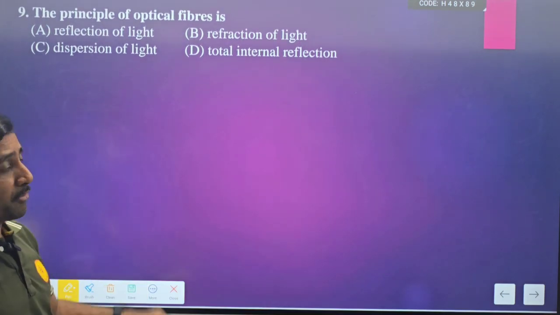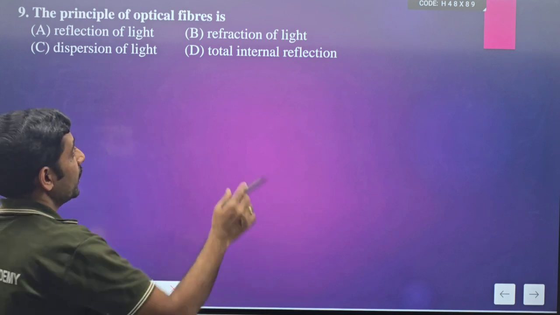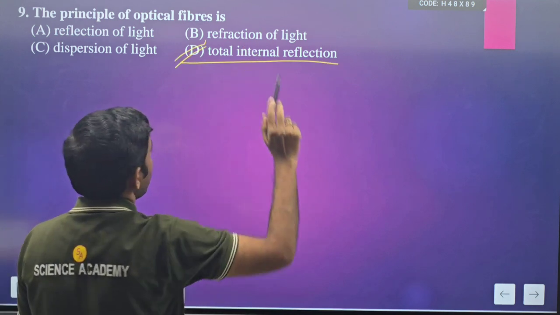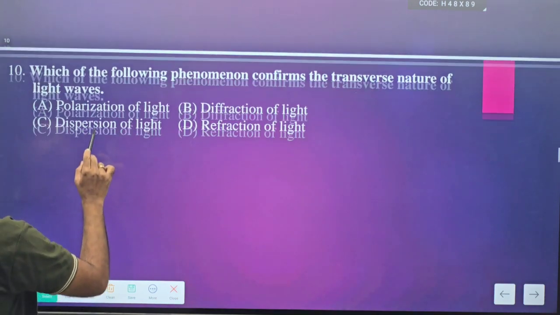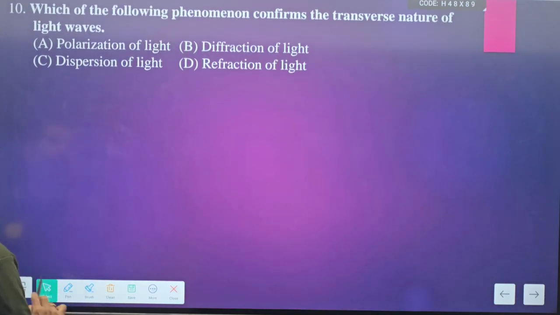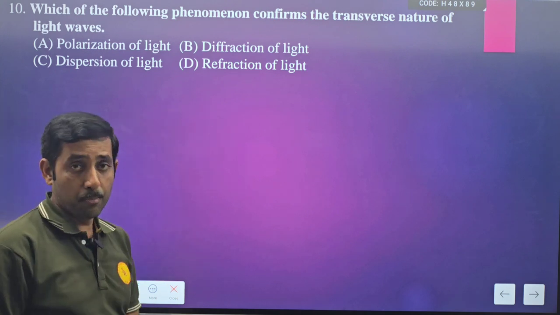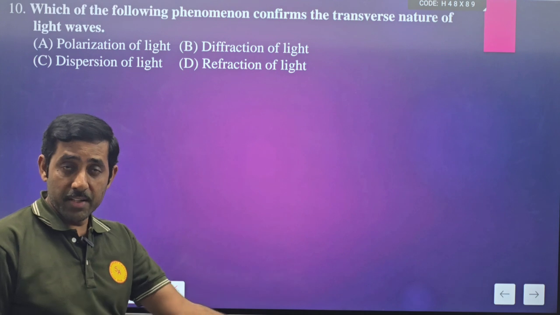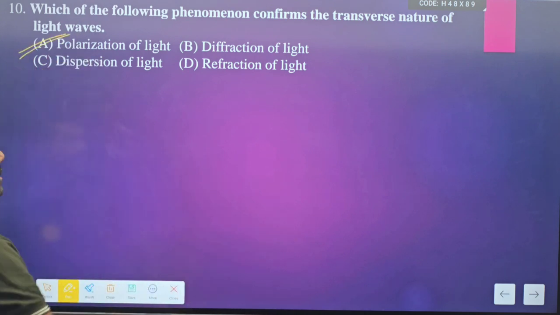The principle of optical fiber, you all know that optical fiber works on the principle of total internal reflection, TIR. Next, which of the following phenomenon confirms the transverse nature of light waves: polarization. The first experiment in the topic, polarization, confirms the transverse nature of light. So option A is the right answer.